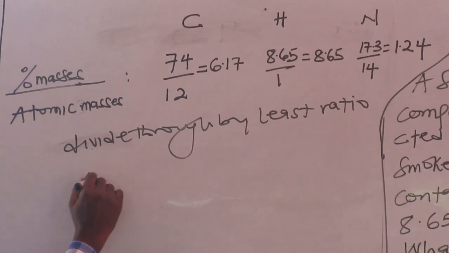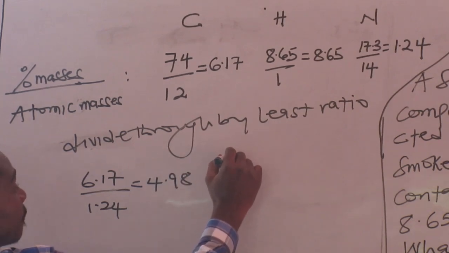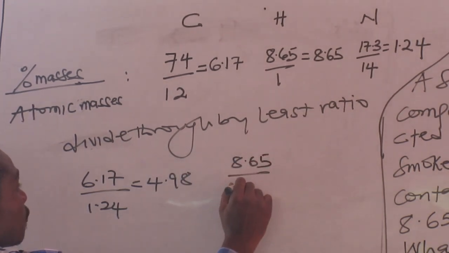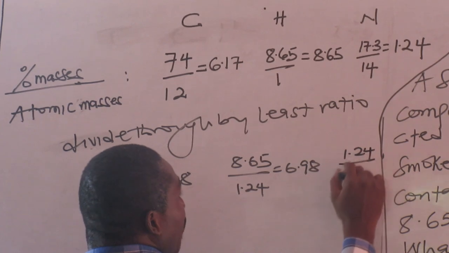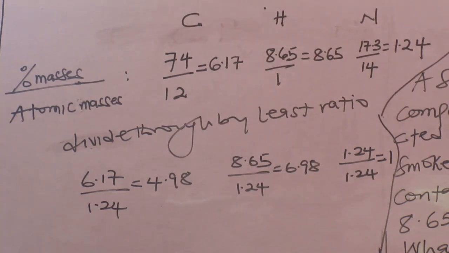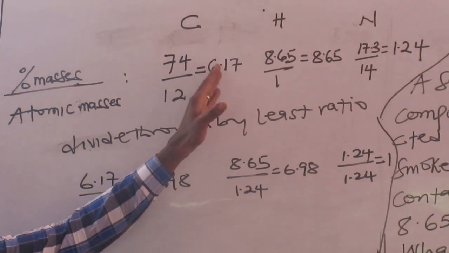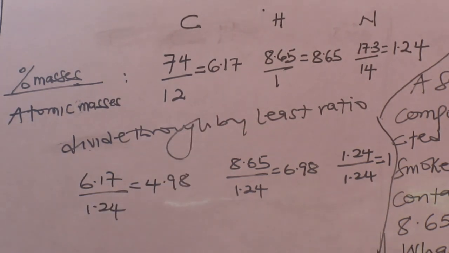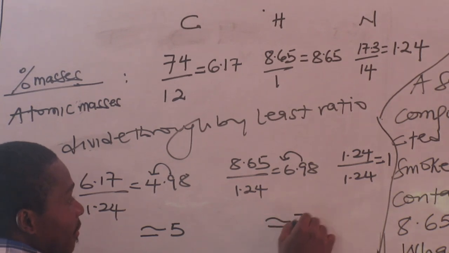So we have 6.17 over 1.24, 8.65 over 1.24, and 1.24 over 1.24. After this, you start rounding them up. Again, don't round them to one decimal place; leave two or three decimal places after the dot. So let's round. That's approximately 5. Agreed? Approximately 7. And then still 1.